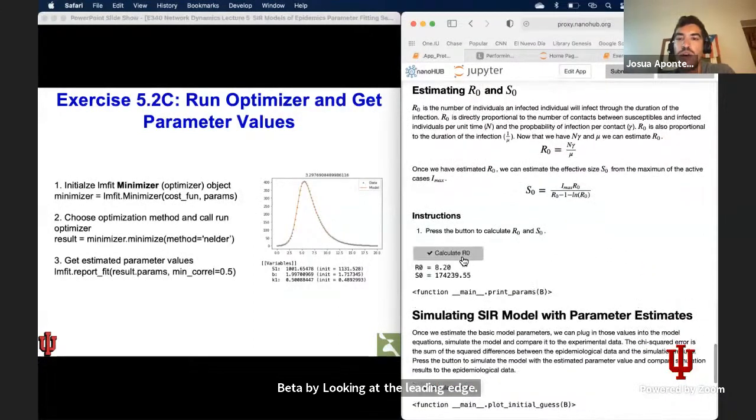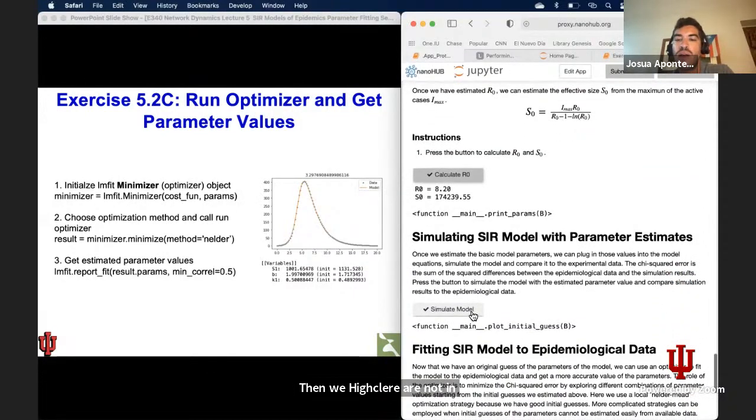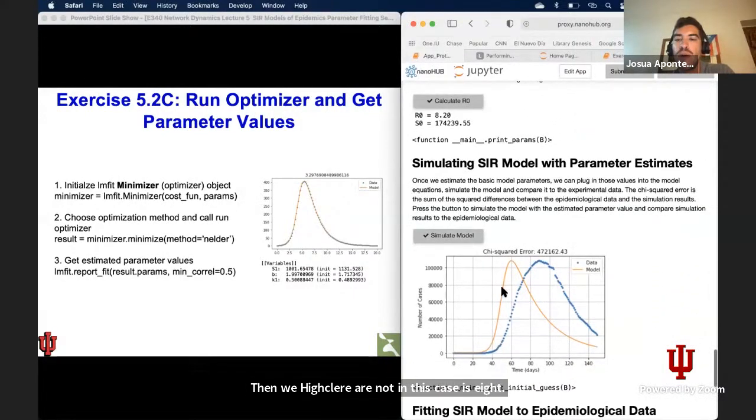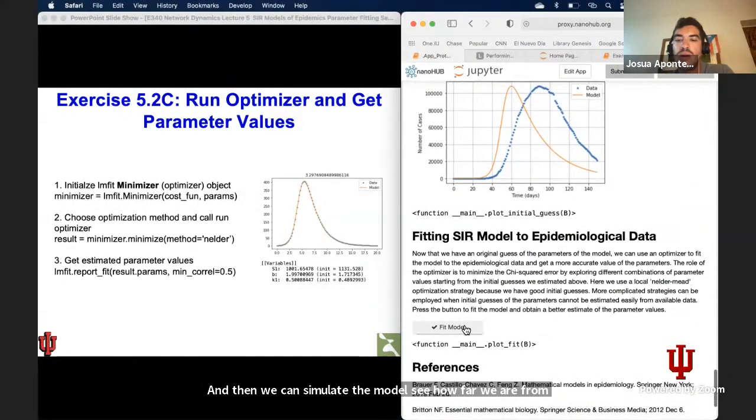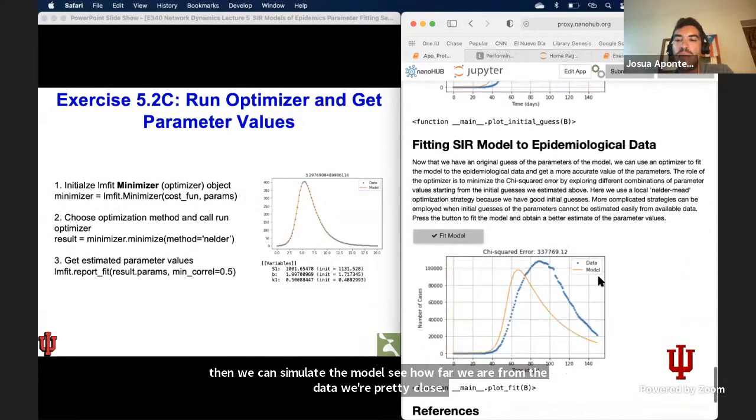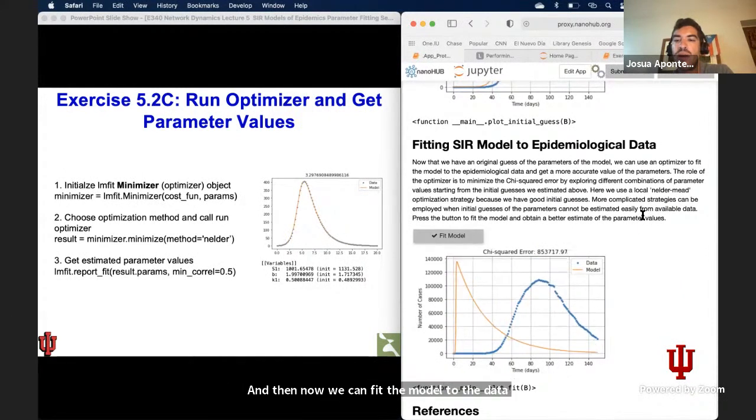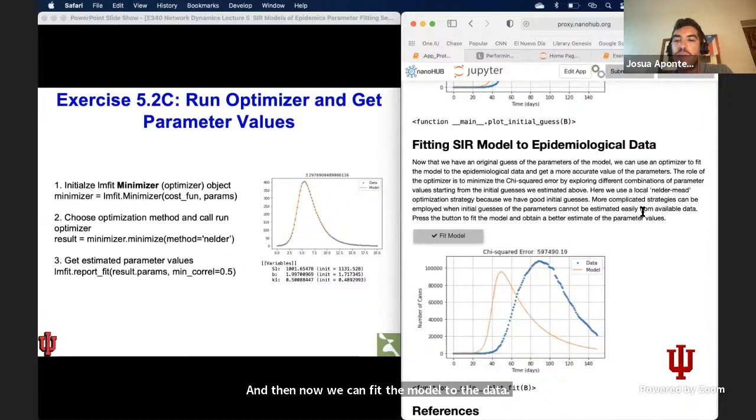Then we calculate R naught. In this case, it's 8. And then we can simulate the model, see how far we are from the data. We're pretty close. And now we can fit the model to the data, and we see how the optimizer is fitting the model to that data based on our original estimates.